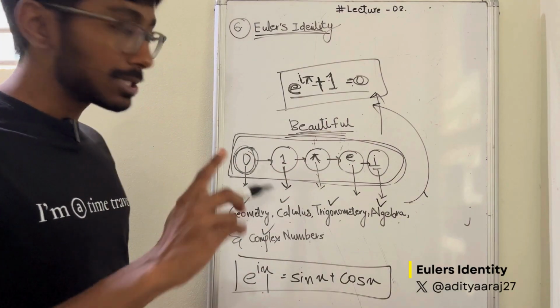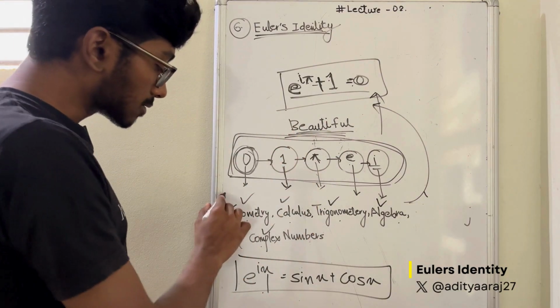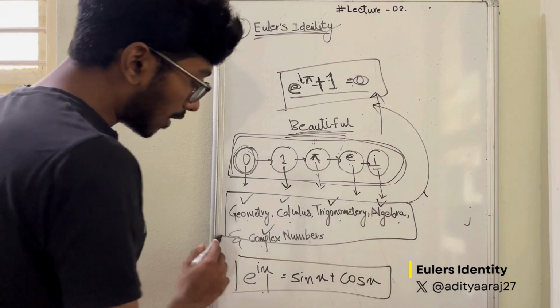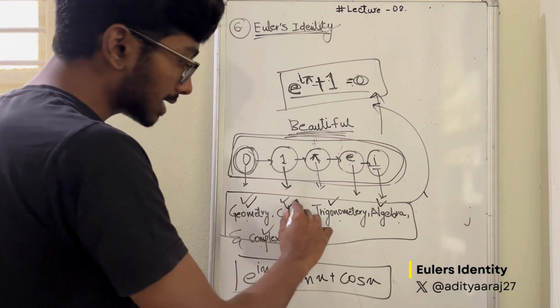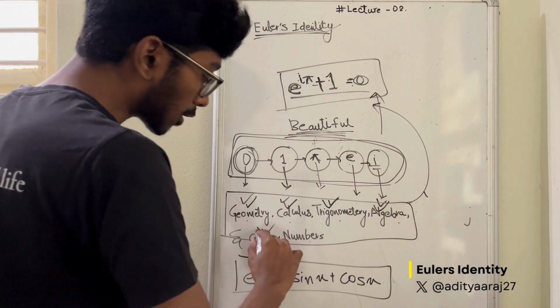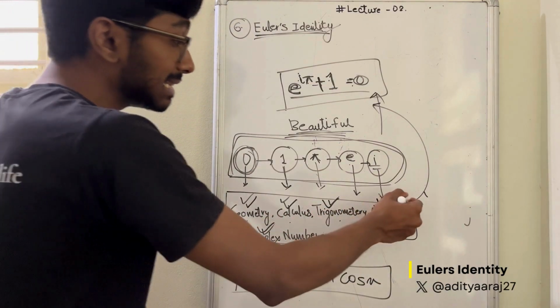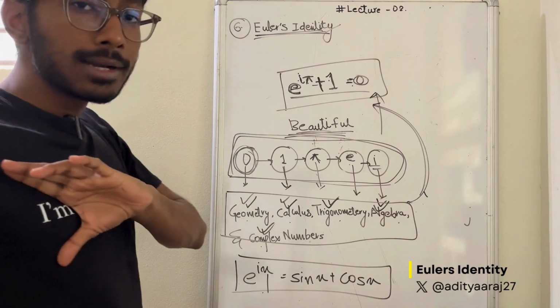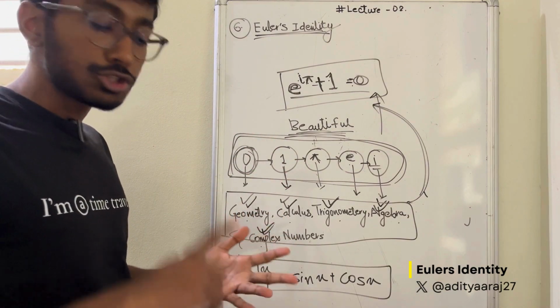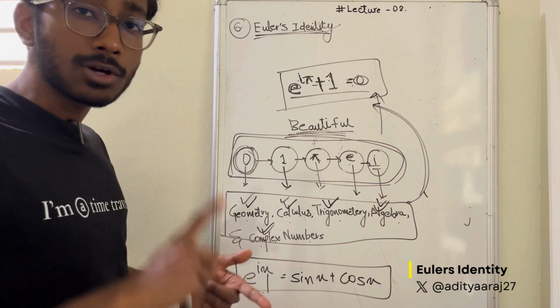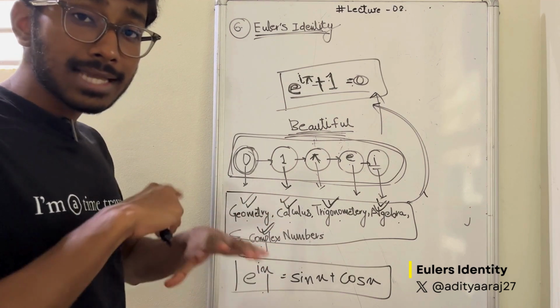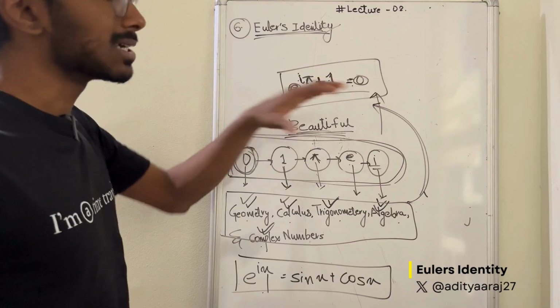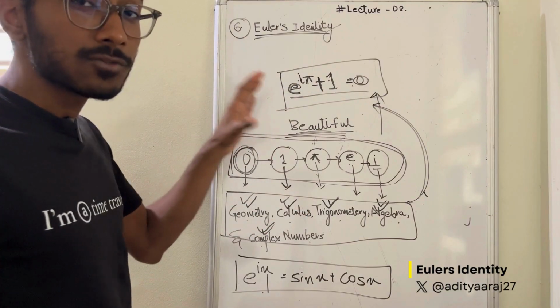Now this is not the magic and this is not the beauty of it. The beauty of it lies over here. All concepts of geometry, calculus, trigonometry, algebra and complex numbers come together in this single formula. Without this, any modern day engineering fails. Your MRI machines, your computer graphics, your ACs, your cables, your semiconductors, everything fails if this formula doesn't exist. And that's how interesting this formula is.